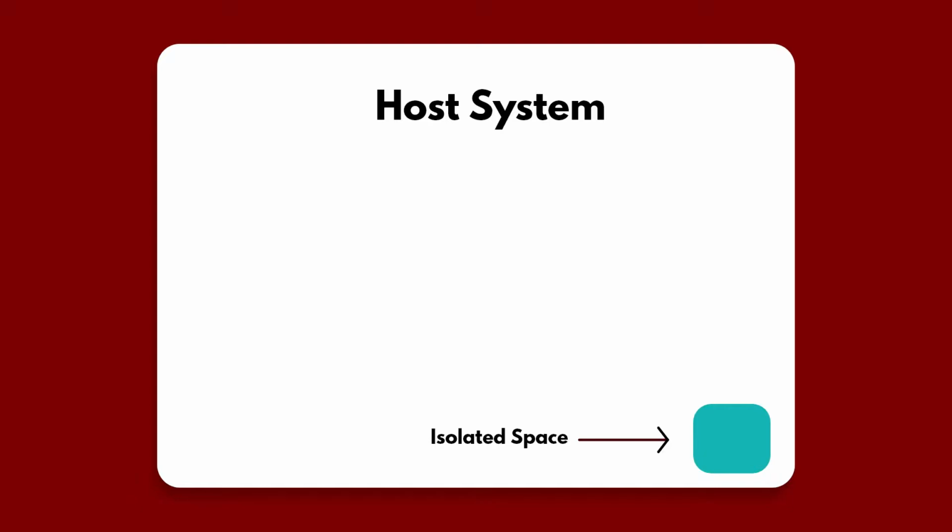If you want to use any other operating system inside your current operating system, like using any Linux based operating system in your Windows based operating system or Mac based operating system, you can achieve this by using a virtual machine. Virtual machines create an isolated space inside your system. That means anything that happens inside the virtual machine won't affect the host system.